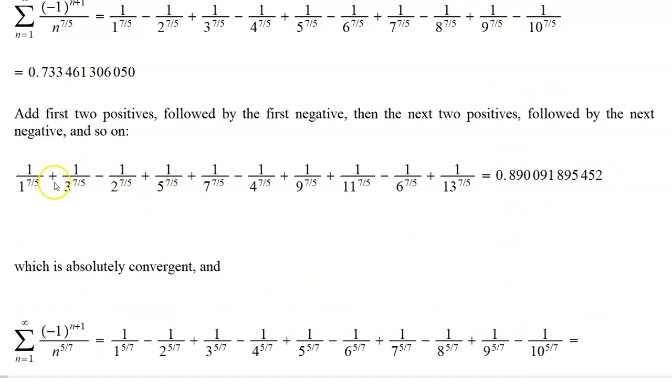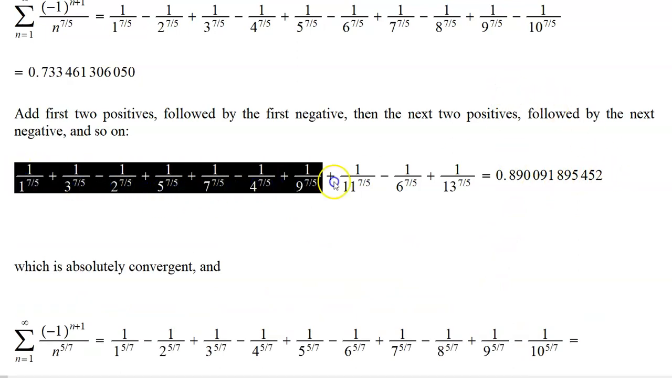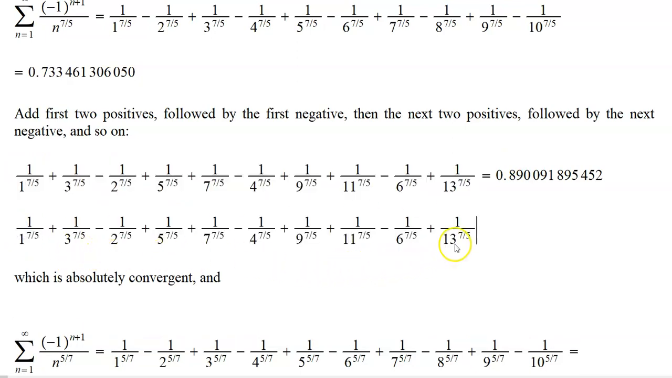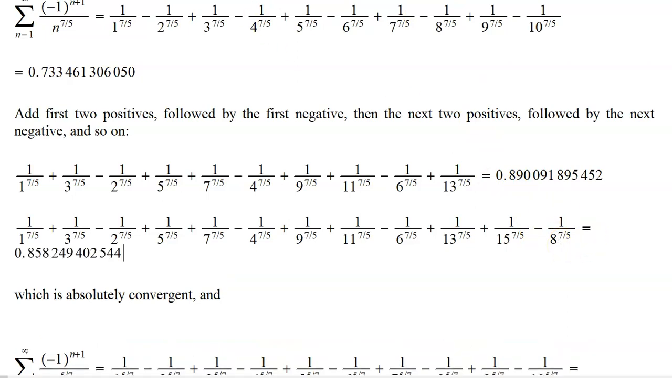Okay, so we're going to take that and we're going to add some more. So after, where are we? Minus, okay, plus, plus, minus, plus. We need another plus, so we need the 15 here. And then we need another minus. So the next minus will be 8. Okay, what do we have now? How much do we have now? We get 0.85.